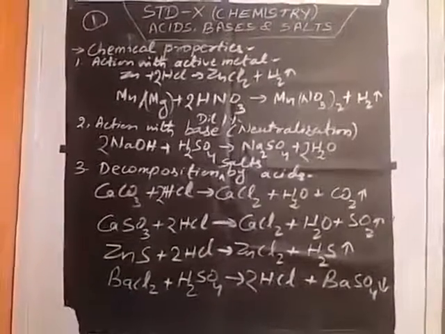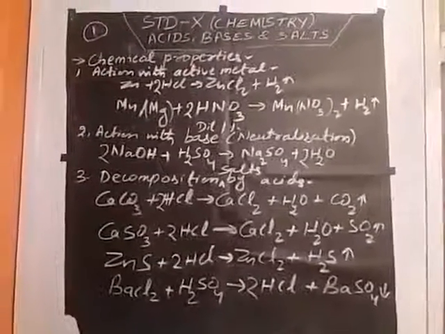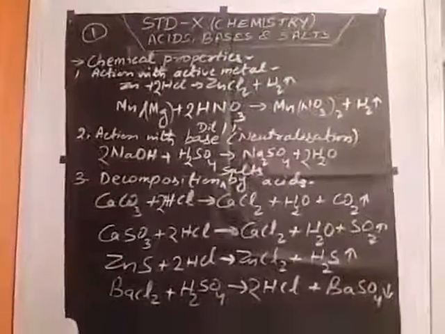Then general uses of some acids, you can see in your book, page number 42. Boric acid is used for eye wash, citric acid for food preservation, like this.